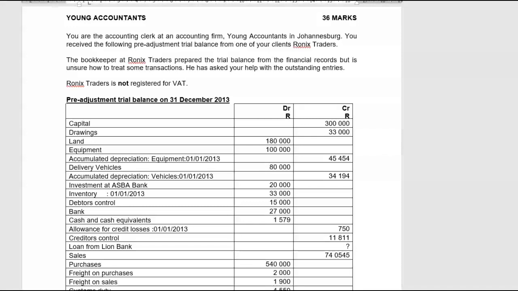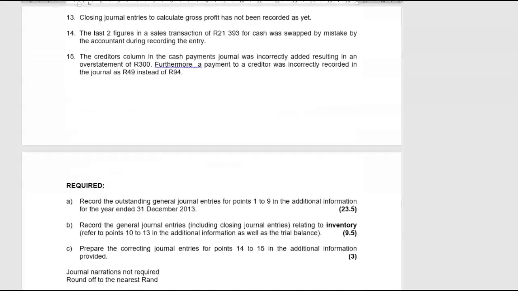Good, let's do Young Accountants. Now, this is a very good revision question because it's only bullets 10 to 13 that actually have something to do with inventory. For the rest of the question, it's really a financial statements question. And what I like about the question, it's not a typical financial statements question.